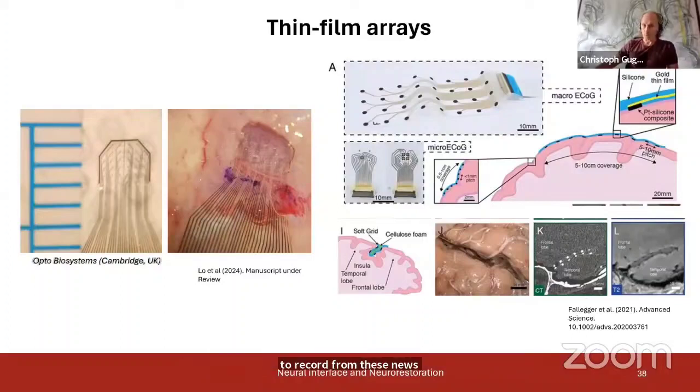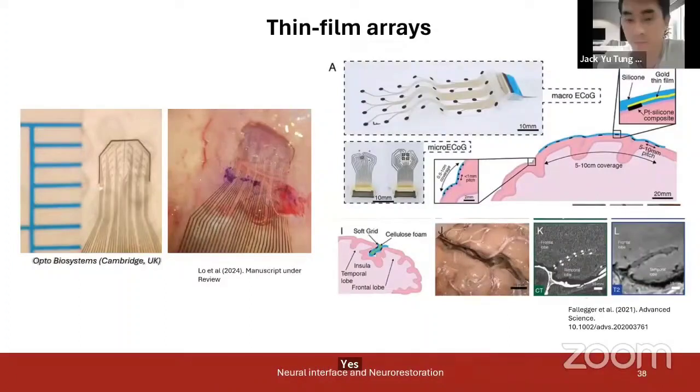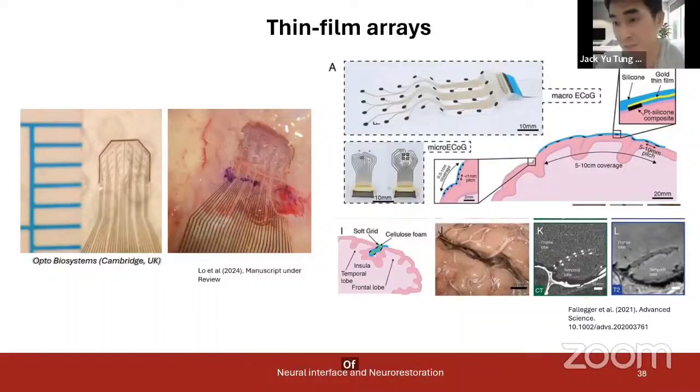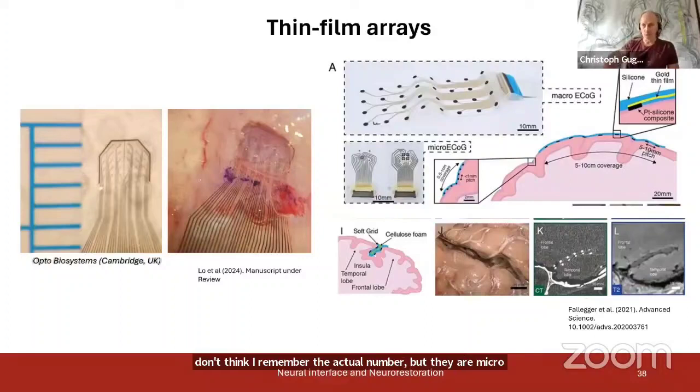I guess if the electrode array is small, it's easier to insert it and to attach it to the cortex compared to the big ones. Yes. So how soft are they? They are super soft, and to be honest, I've accidentally torn some of them just by touching them. I think they are on the order of 10 microns or so. I'm not sure, off the top of my head I don't remember the actual number, but they are micrometers in thickness.